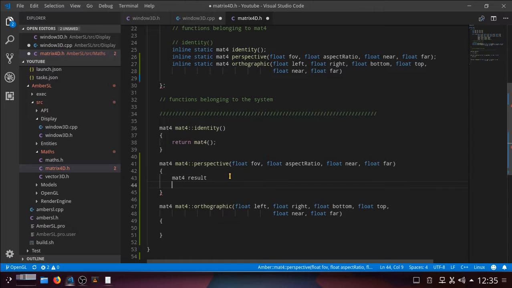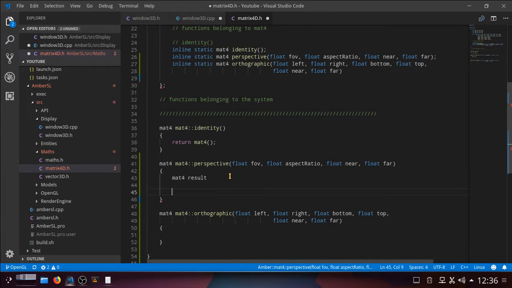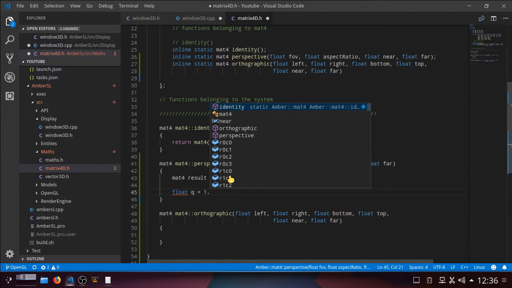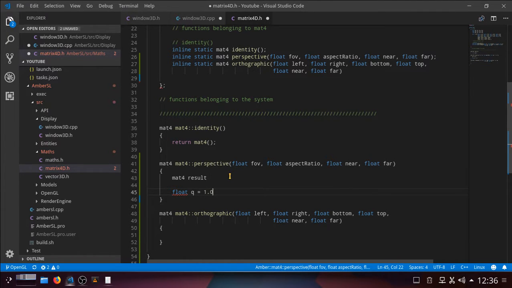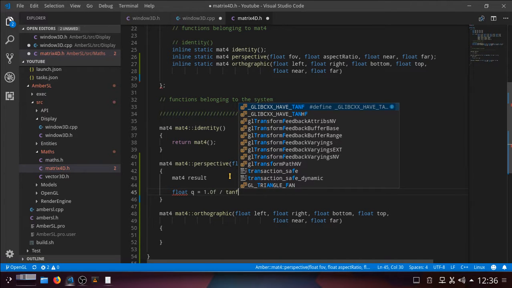So I will need, I'm going to split it down into a Q, which equals 1.0f divided by, I need tan. We haven't got it. Darn. Darn, darn, darn.